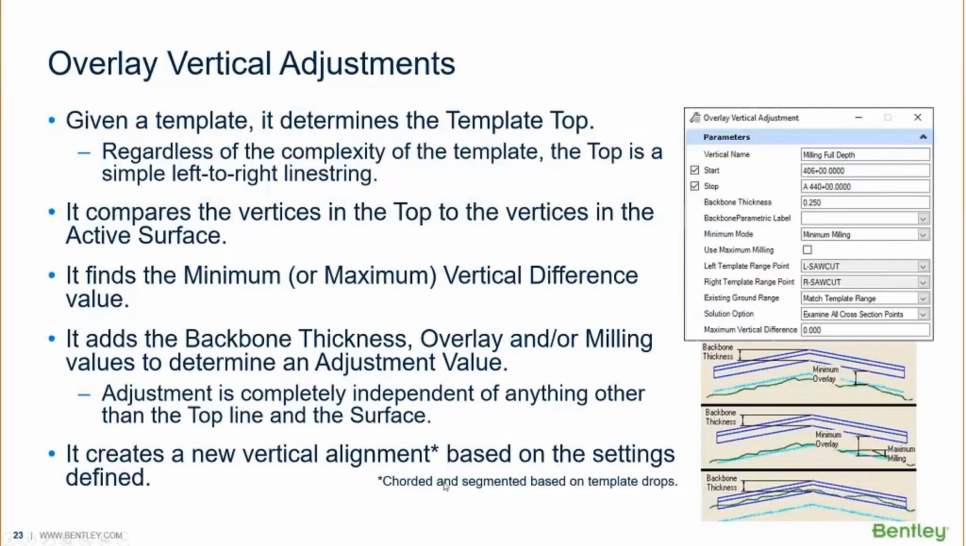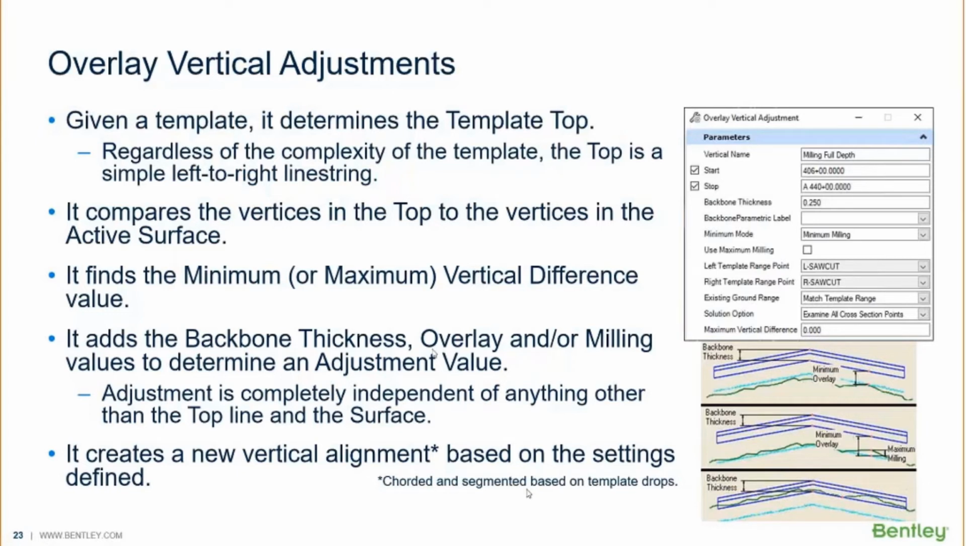vertical. Just keep in mind that you're not going to see vertical curves. It's just going to be a series of chorded tangents, and it's segmented based on the template drops over the corridor, whatever interval that was set for. Okay, if you need to smooth it out, you have to use some other techniques and tools to do that, which we'll get into at some other time.